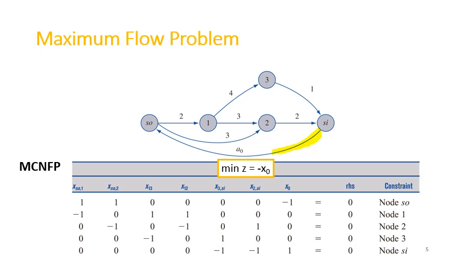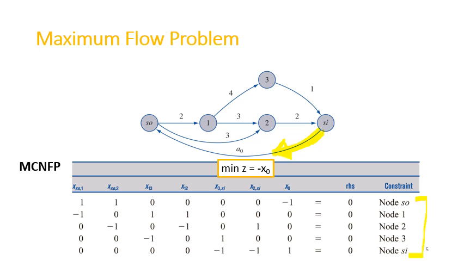flow. So I noticed again, I think another mistake in your textbook, 4th edition, it should be minimize minus x0, because x0 is the flow going through this artificial arc. We want to maximize that. So when we change to minimization, it becomes minimize minus x0. Okay, now let's look at the flow balance constraint.